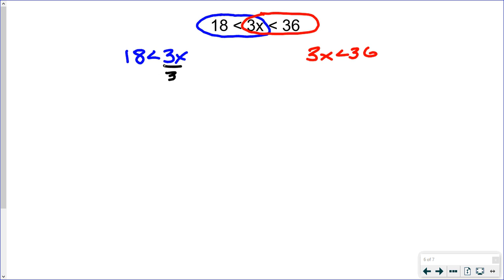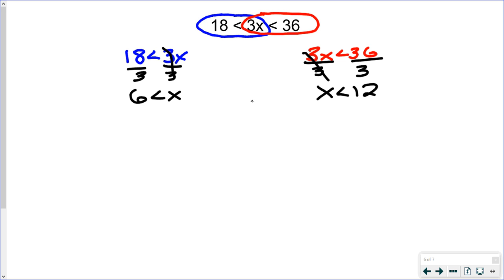So on both of these, you're dividing by 3. Divide by 3. Don't forget, if the variable was being multiplied by a negative, I'd have to flip the inequality here, so don't lose sight of that. So 6 less than x, x is less than 12. And so this is an AND, so you could leave your answer like that, or you can put it back together like this. So x is greater than 6 and less than 12.